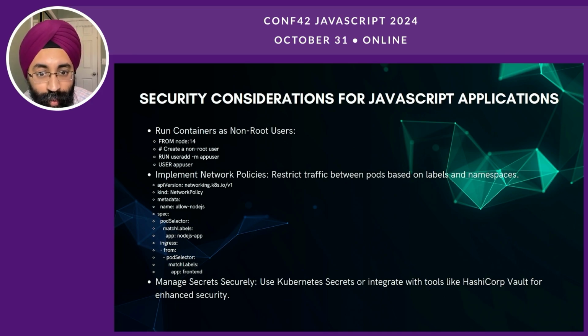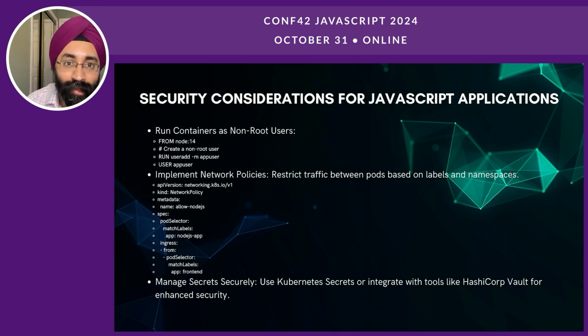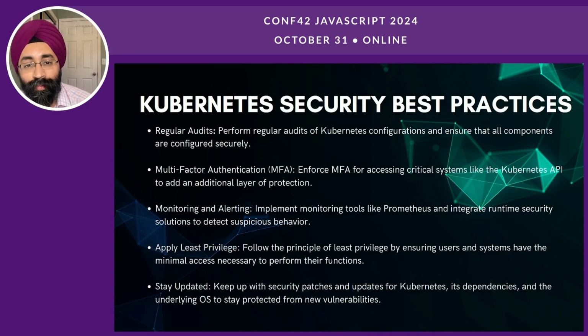Already spoke about Kubernetes secrets, and never expose your secrets in plain text. At least have a base64 type of encoding for your secrets and use HashiCorp Vault. It's a very super way of securing your secrets. Also, we'll go through some security best practices.